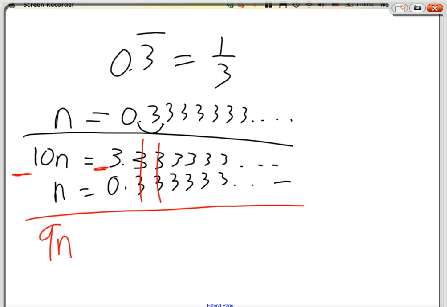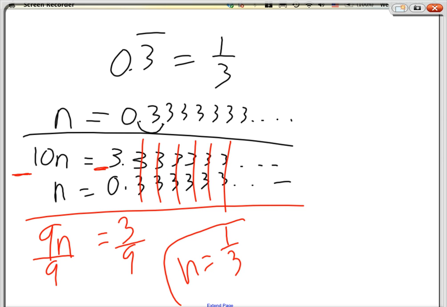So every number here is gone, right? Is that true? You end up with just a 3. Now divide by 9 both sides. n is 1/3. See that? Magical. Okay, crazy, right? Let me show you another one. Oh man. Here, try a difficult one.